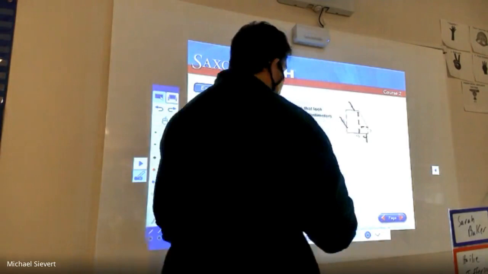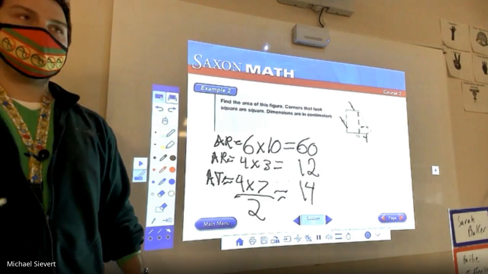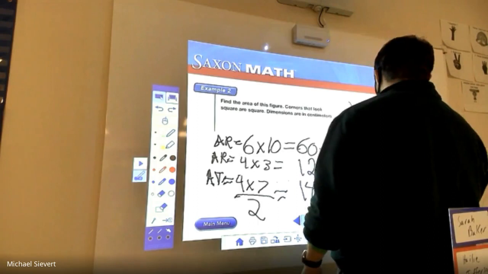Last step, what did we do with these three numbers? Say it out loud, class, in 3, 2, 1. Add. Correct. So you're going to take 60, 12, 14, add them together. What do you get?